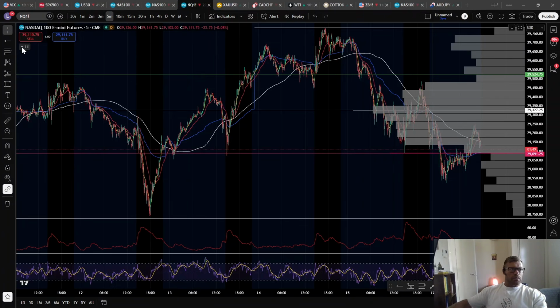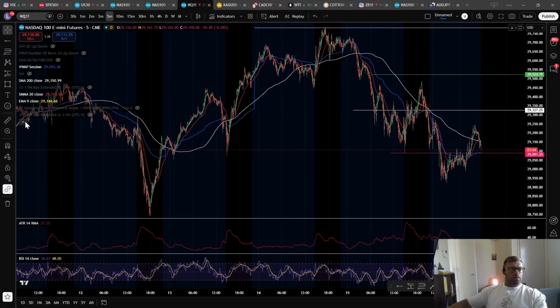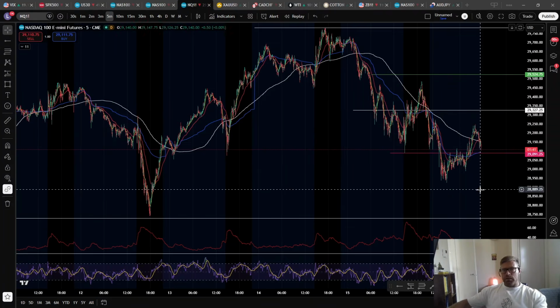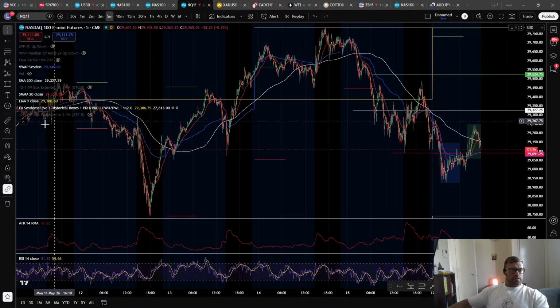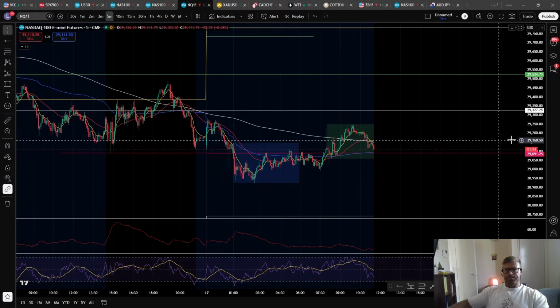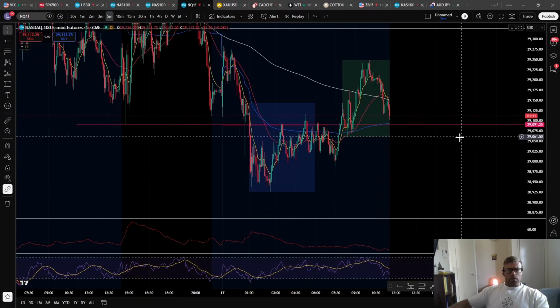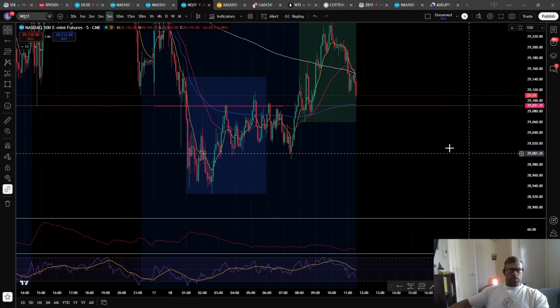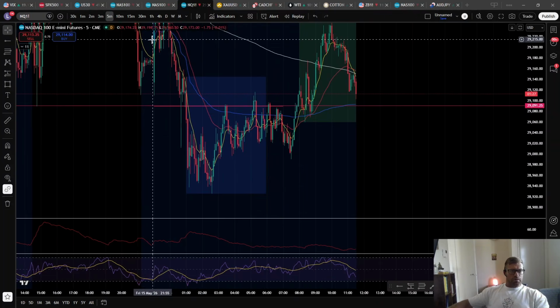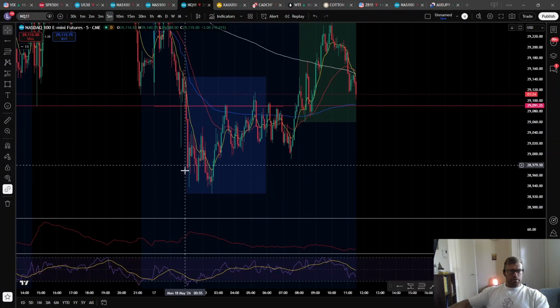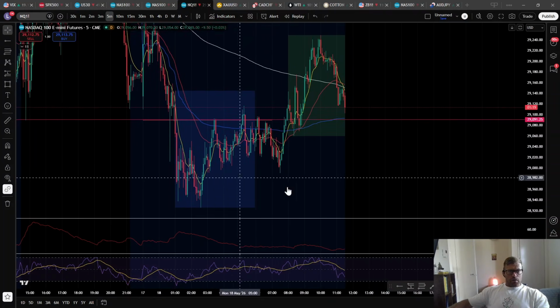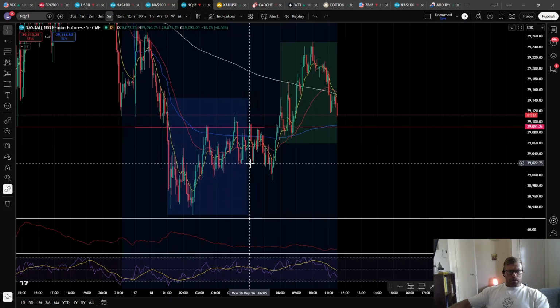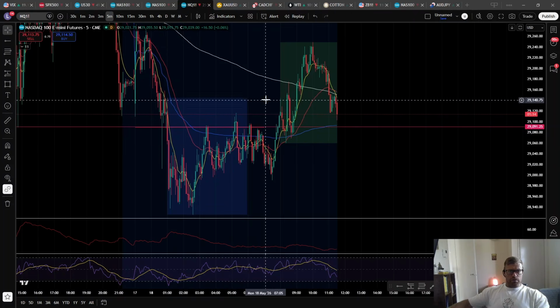Okay, now we can get rid of the volume profile. I just like to use that on the weekly. I'm going to put my daily session indicator on, zoom in. And this is what we got today. Price opened, pushed down through Asia. This box here is Asia. We then pushed back up into London.